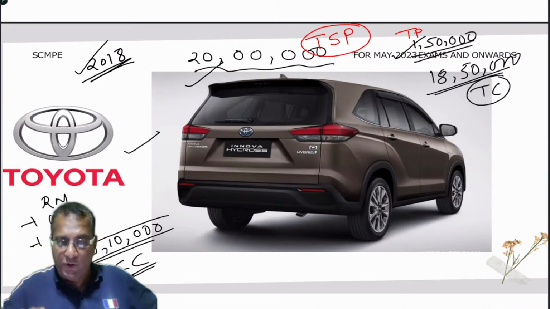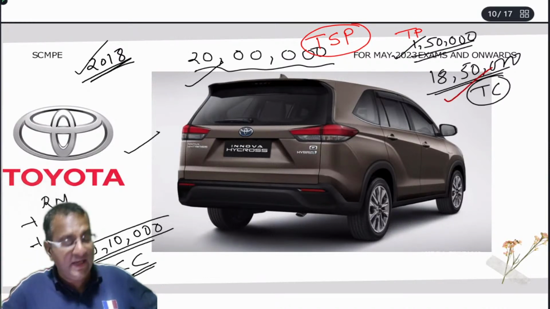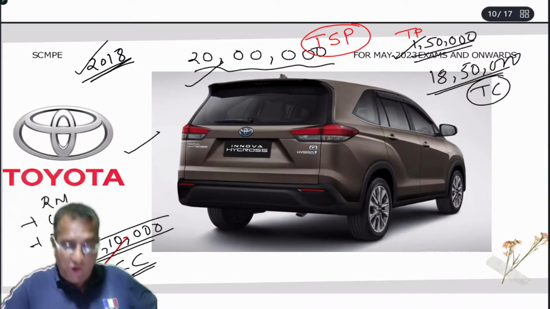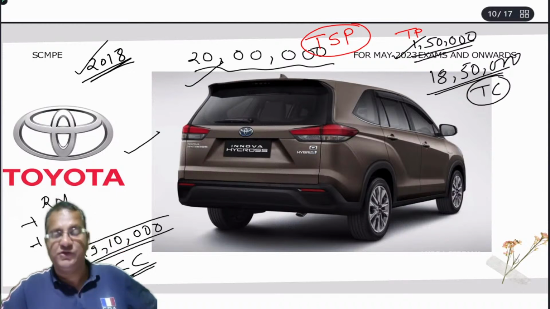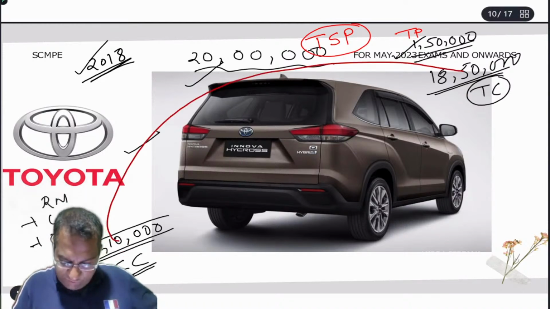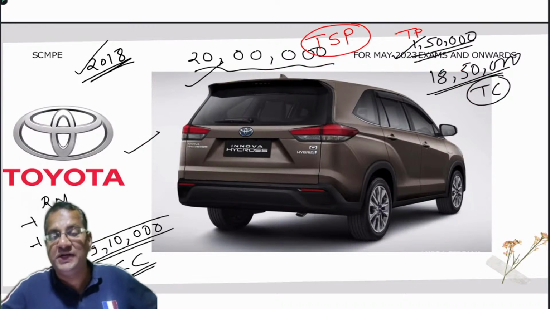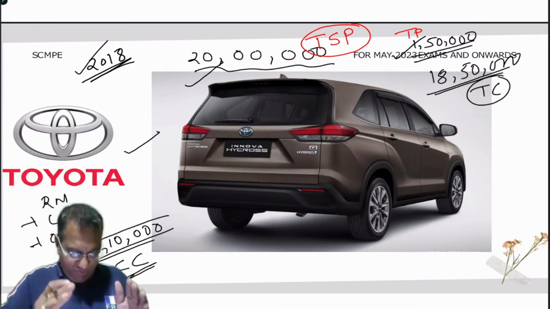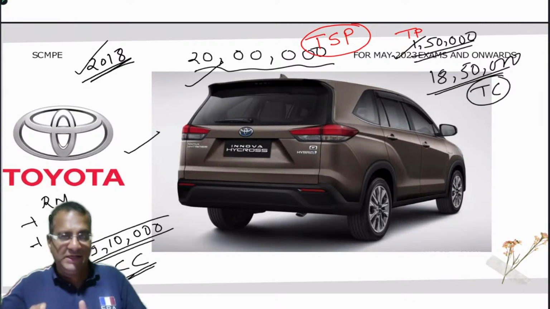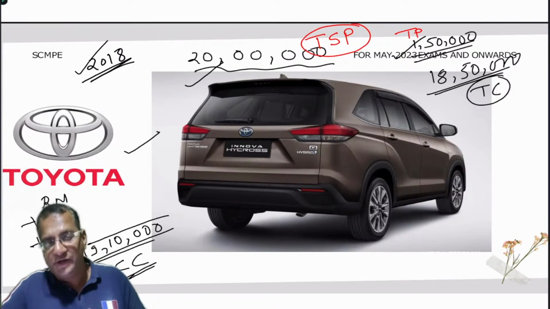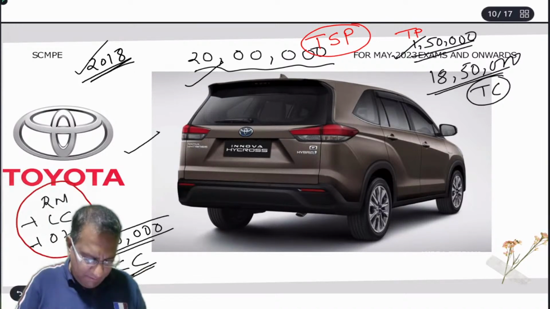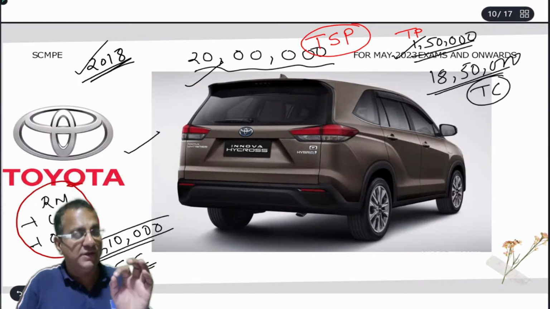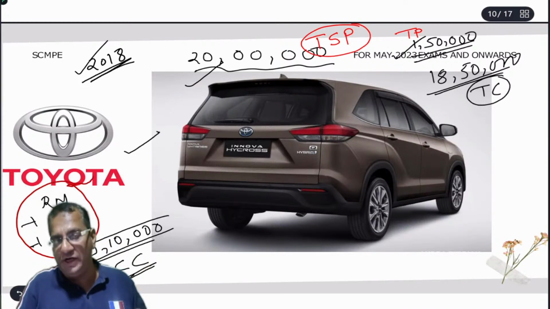So now, very, very important point: the target cost is 18,50,000, while the current cost on paper, we have not produced even a single car, the current cost is 19,10,000. Now, this 60,000 is known as the cost reduction target. Please repeat with me, beta. The difference between the current cost and the target cost is known as the cost reduction target. So we have to reduce 60,000 in material, labor, and overhead without affecting the quality and functionality of the product.